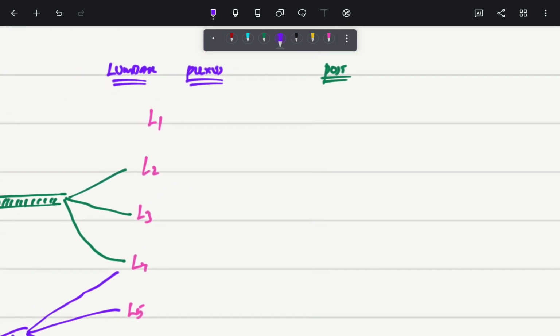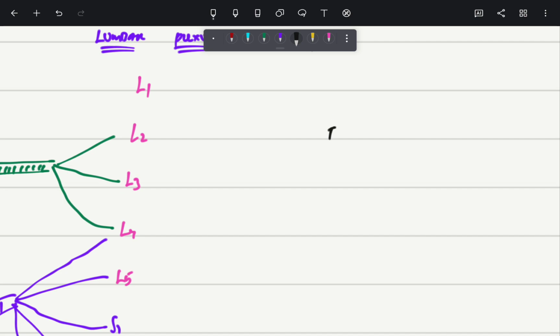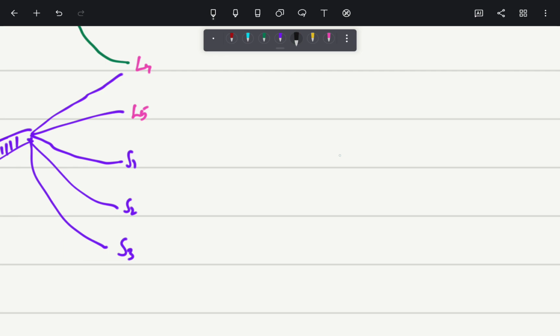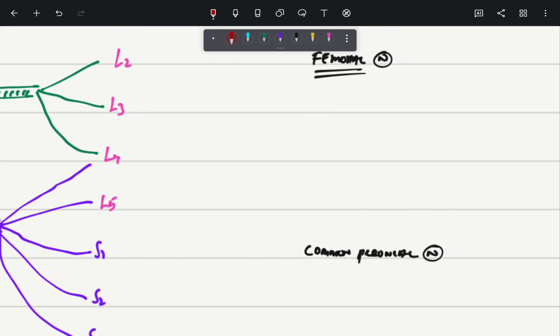From the posterior division we are going to derive mainly two nerves, which is your femoral nerve and your common peroneal nerve. So usually the femoral nerve is derived from L2, L3 and L4. As you can see here, the L2, L3 and L4 will fuse together and form your femoral nerve.